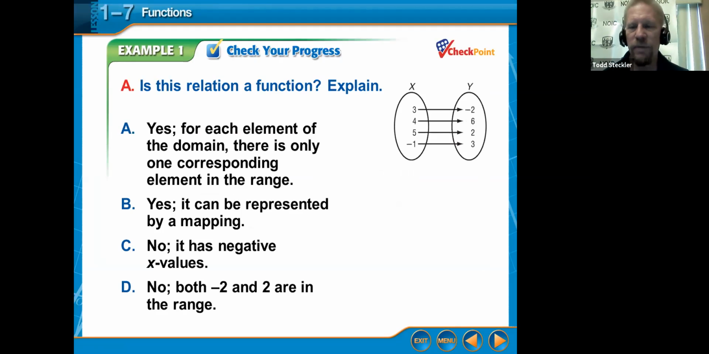So let's take a look and see if this mapping is a function. It looks like there are 4 members of the domain and 4 members of the range, so this is discrete. And each member of the domain is only paired with one member of the range. There's only one arrow from every domain member to a range member. So this is a function. The correct answer for why it's a function looks like it's letter A. Each element of the domain only has one member of the range.